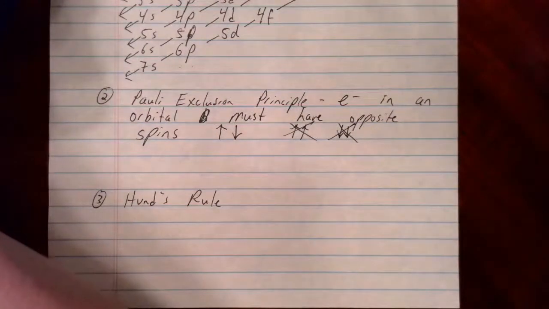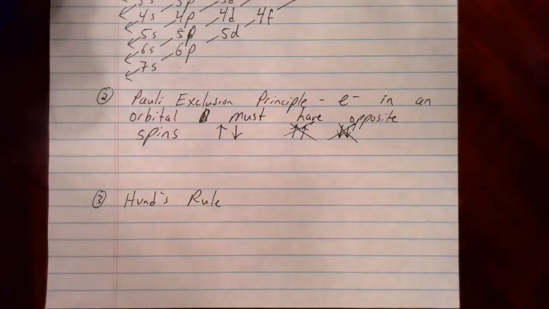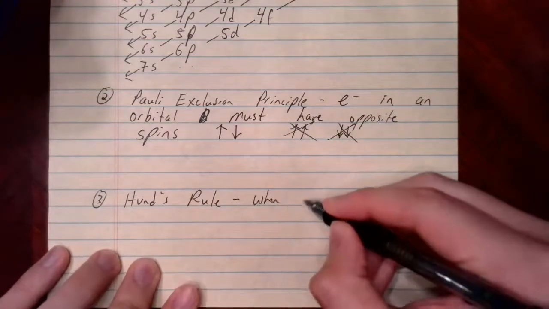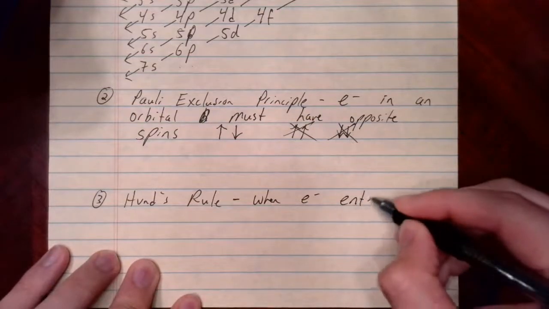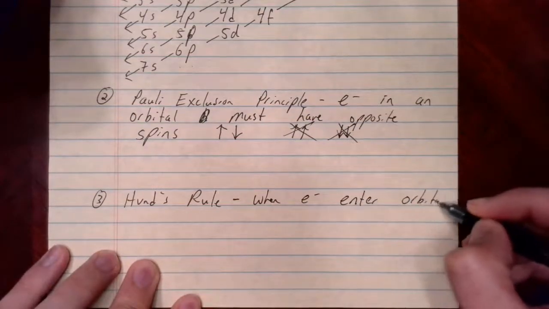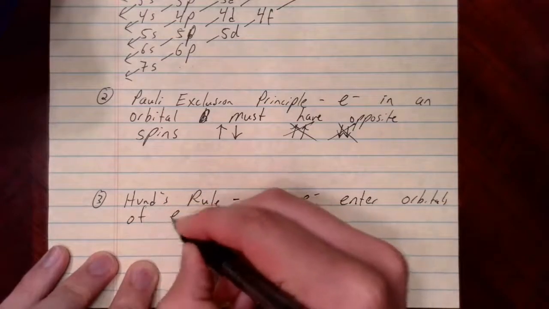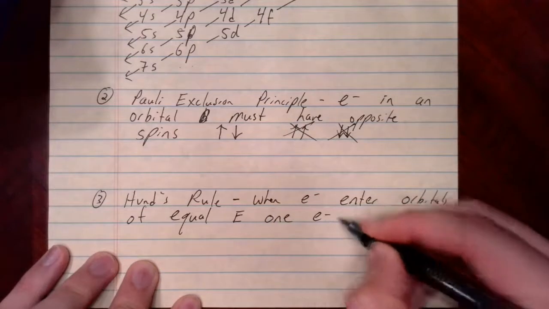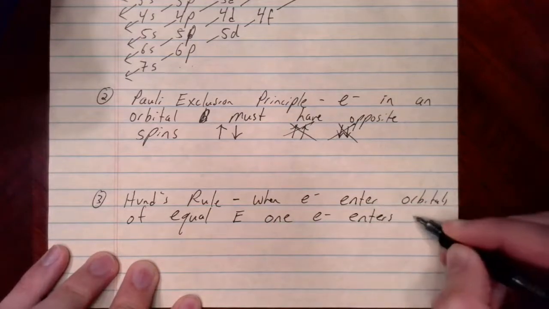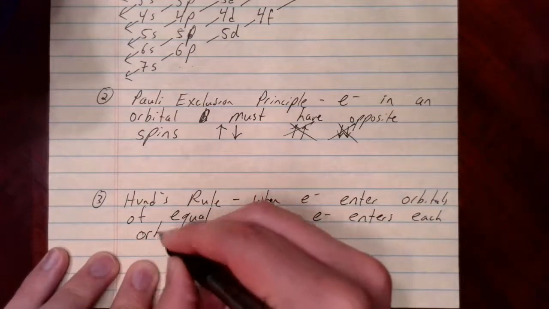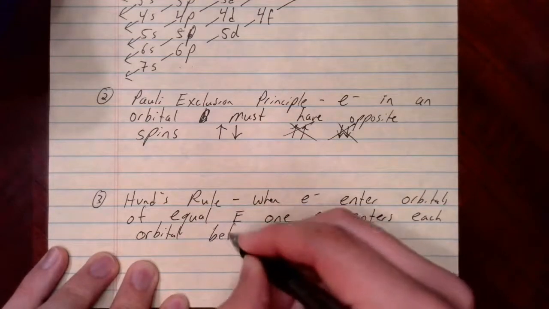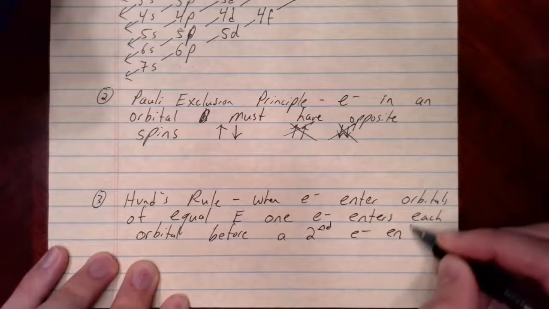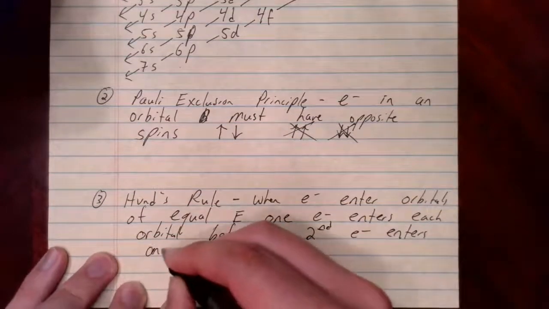And then Hund's rule is the last one, so we'll say that when electrons enter orbitals of equal energy, one electron enters each orbital before a second electron enters any orbital.